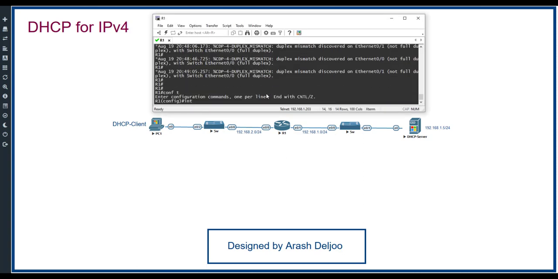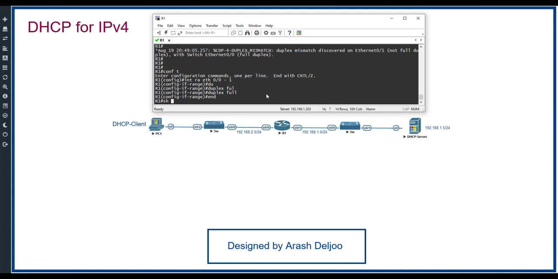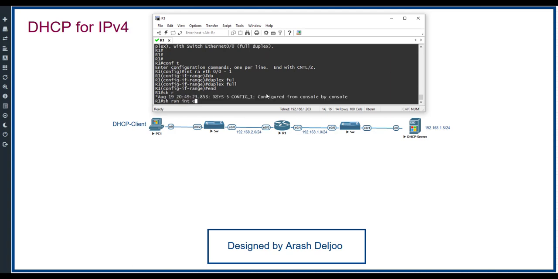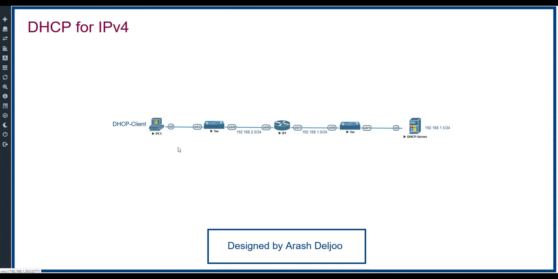Here in router 1, do show run. First, let me correct the duplex on interface range ETH0/0 and 0/1. The duplex is full. Look at here, show run interface ETH0/0 shows that we have only one IP address on this interface, and also on ETH0/1. Because of that, when PC1 is trying to receive an IP address from the DHCP, the DHCP discovery cannot reach the DHCP server, we cannot find the DHCP server, and finally we cannot take an IP address from it.